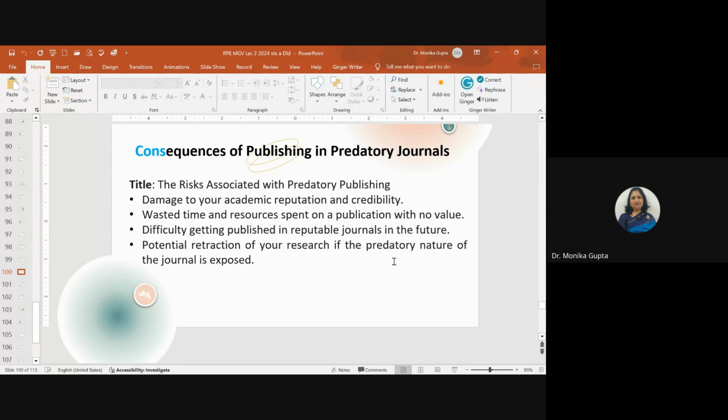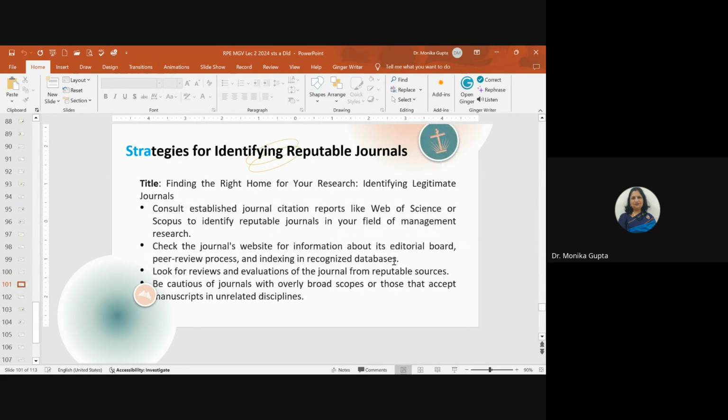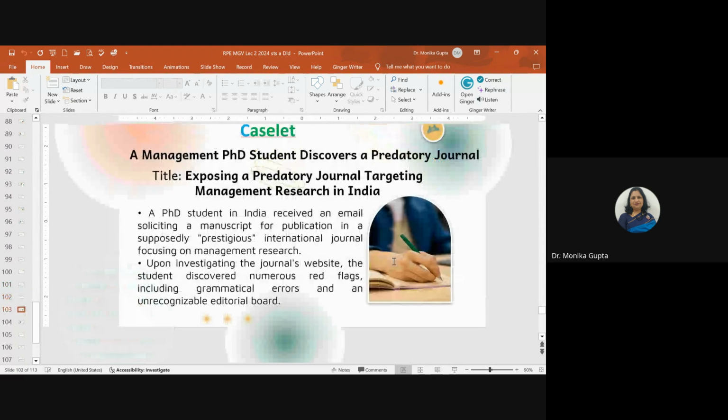So what are the consequences of publishing in predatory journals? Damage to academic reputation, wastage of time and resources spent in publication, difficulty getting published in reputable journals, and potential retraction of research. And what could be the strategies to identify? Consult established journal citation reports like Web of Science or Scopus. Check the journal website for information about editorial board, peer review process, and indexing. Look for reviews and evaluations of the journal from reputable sources, and be cautious of journals with overly broad scopes, right? Okay.